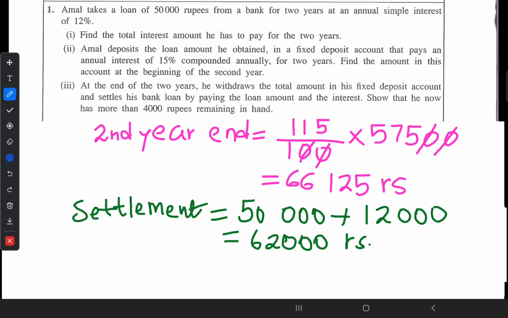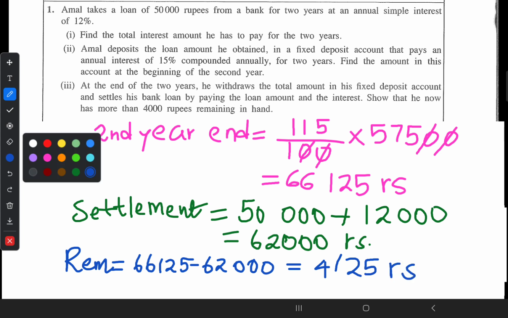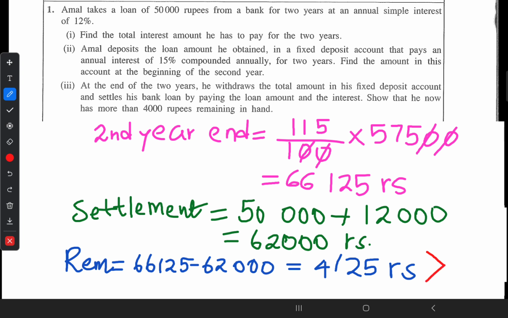To find the remaining amount, what do we need to do? From 66,125, you should subtract the settlement, the 62,000 he spent. After settling that, he has totally 4,125 rupees. This is the amount that remains in his hand. So we have to show he has more than 4,000 rupees. So 4,125 is greater than 4,000 rupees.